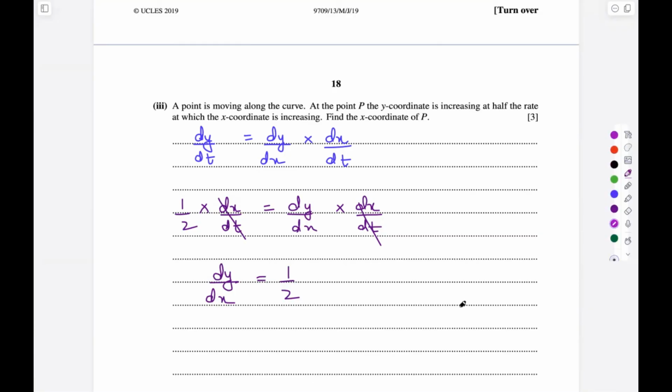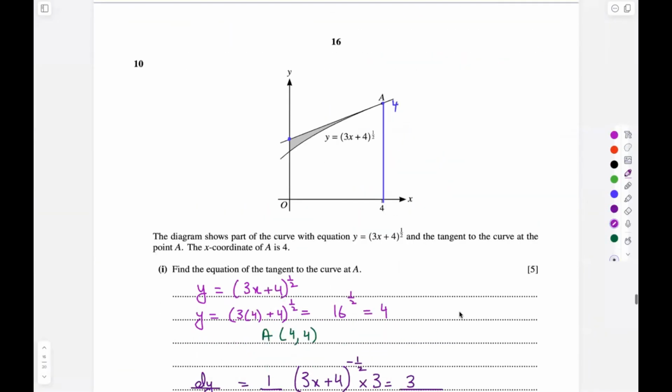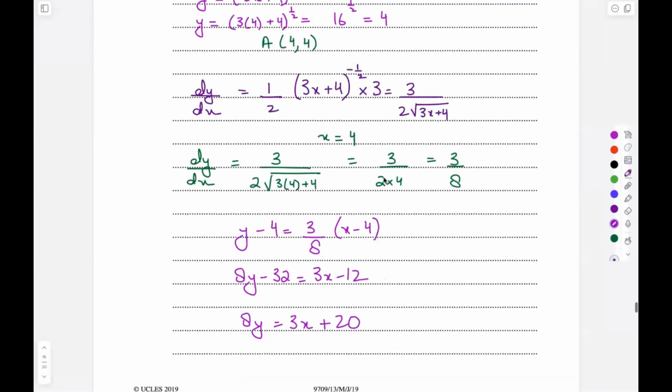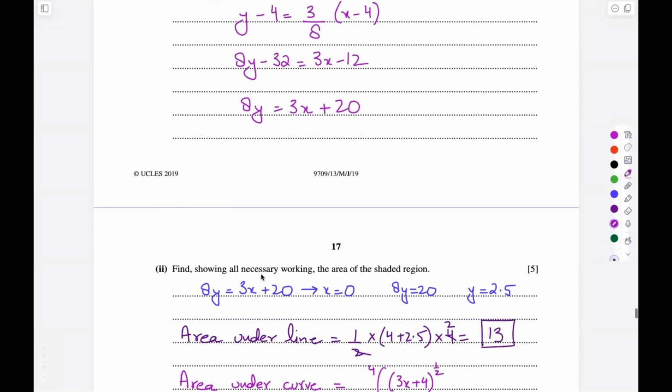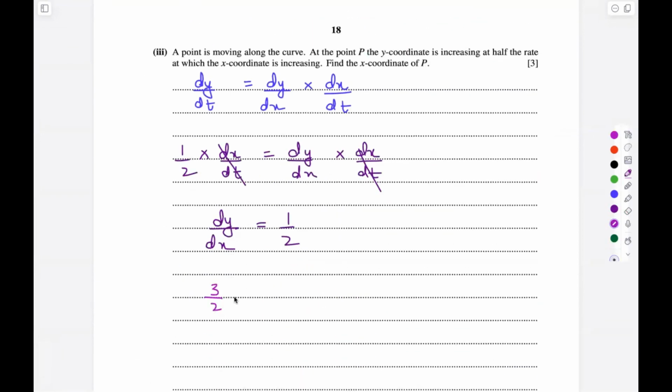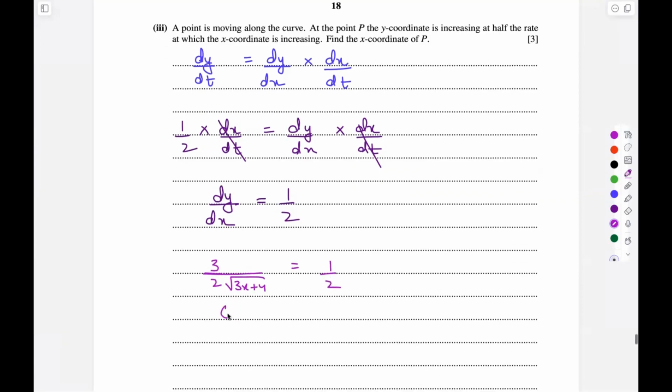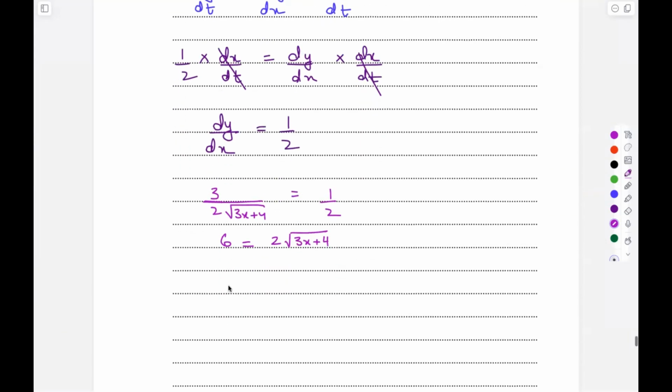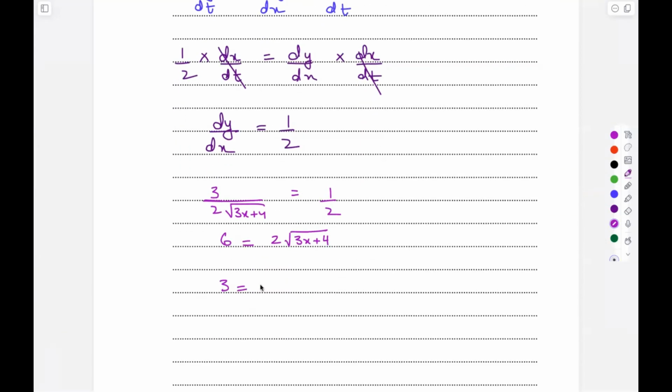The expression for dy by dx we found in part 1 was 3 upon 2 into the square root of 3x plus 4. So this was 3 upon 2 multiplied by the square root of 3x plus 4, and that is equal to 1 upon 2. So cross multiplying, we'll get 6 equals 2 into the square root of 3x plus 4. 6 divided by 2 will become 3, so 3 equals the square root of 3x plus 4.